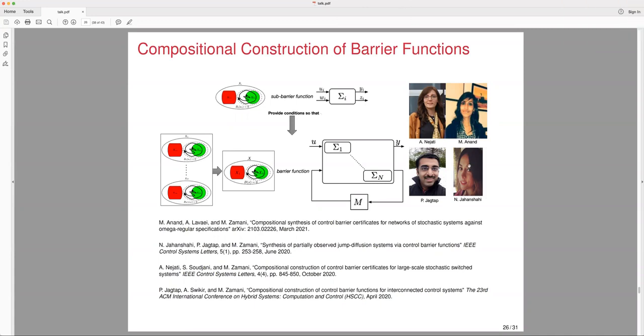John has a question on chat. Would you like to tackle that? Yes. John is asking, in the control of the BMW, how much smaller and quicker did the reduced order model produce? How much did the performance of the closed system change?